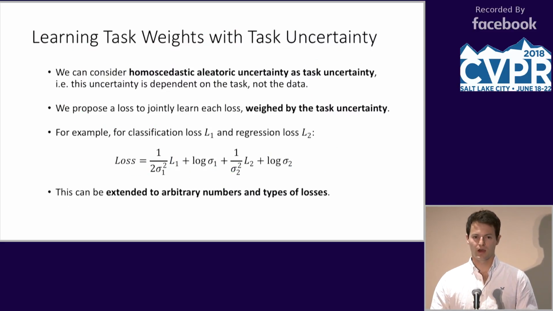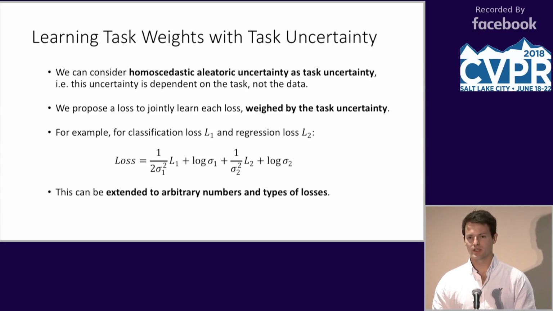So in this work, we propose a method to learn that weighting because doing it with grid search is really expensive. What we do is we consider task uncertainty. We can learn an uncertainty which is dependent on the task, so not dependent on the input data, but it measures the uncertainty of the task itself. And we use this as a proxy for a weighting for the losses.